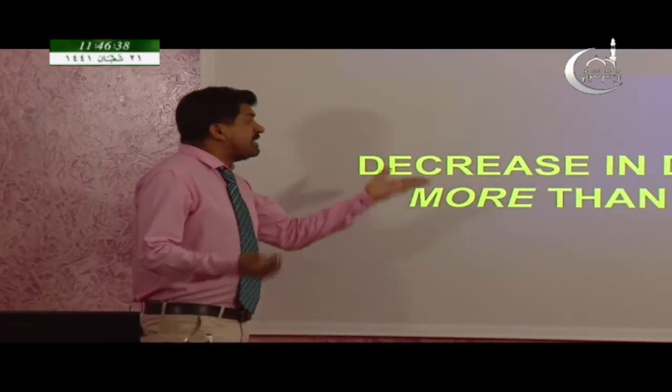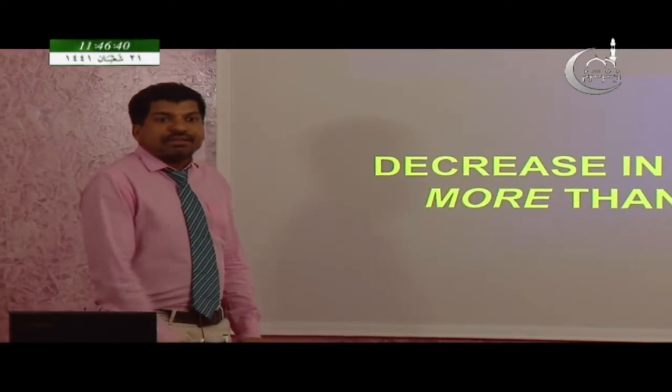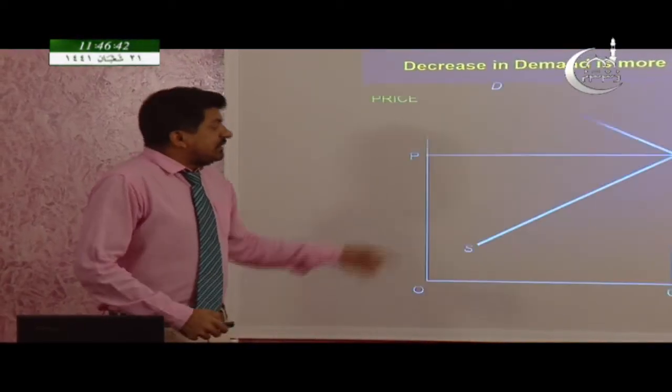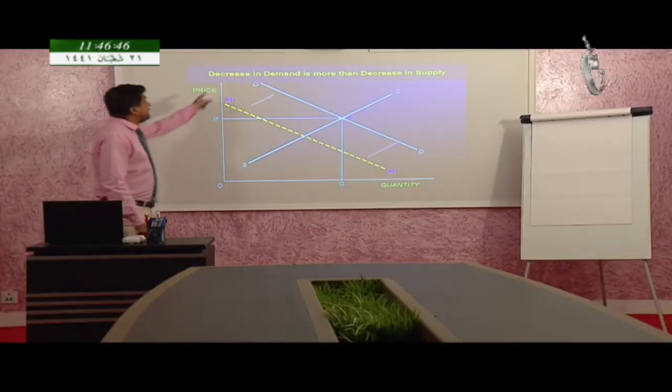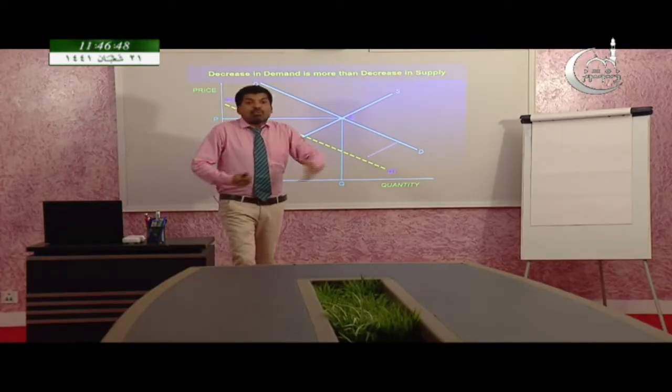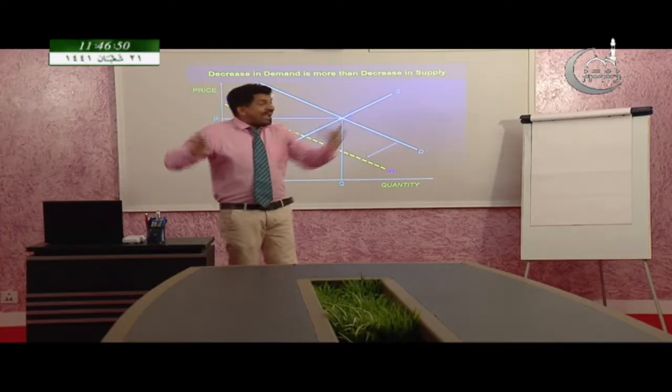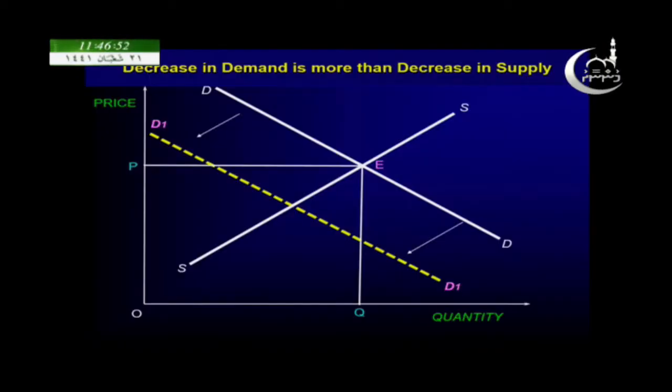And decrease in demand is more than supply. So in this case, the demand curve shifts to left. That means here the decrease in demand is the bigger change, and supply is also decreasing but with a small change. So look at this, demand curve large change and supply curve small change.